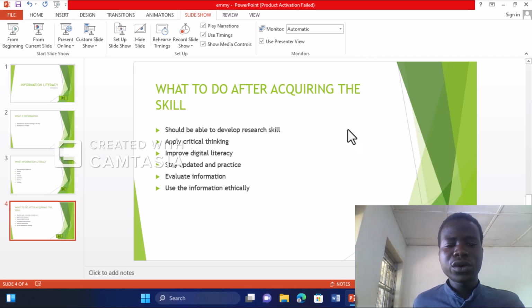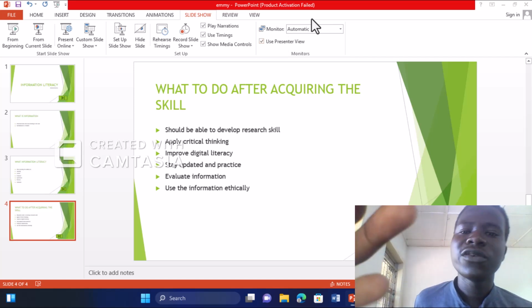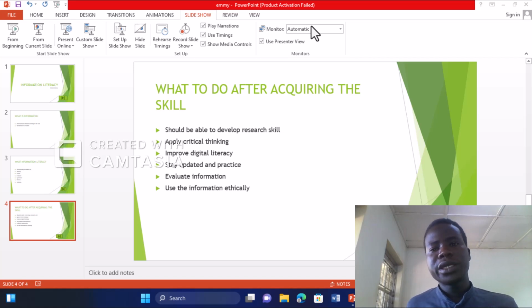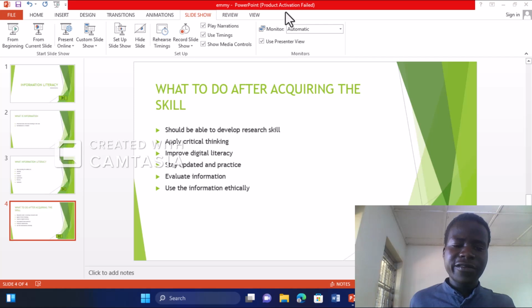And also you will be able to improve on digital literacy. You can use information ethically, like learning proper citation and referencing, like APA and Chicago, and you can read books on media literacy and avoid plagiarism by summarizing and paraphrasing properly, and you understand intellectual property rights and fair use.